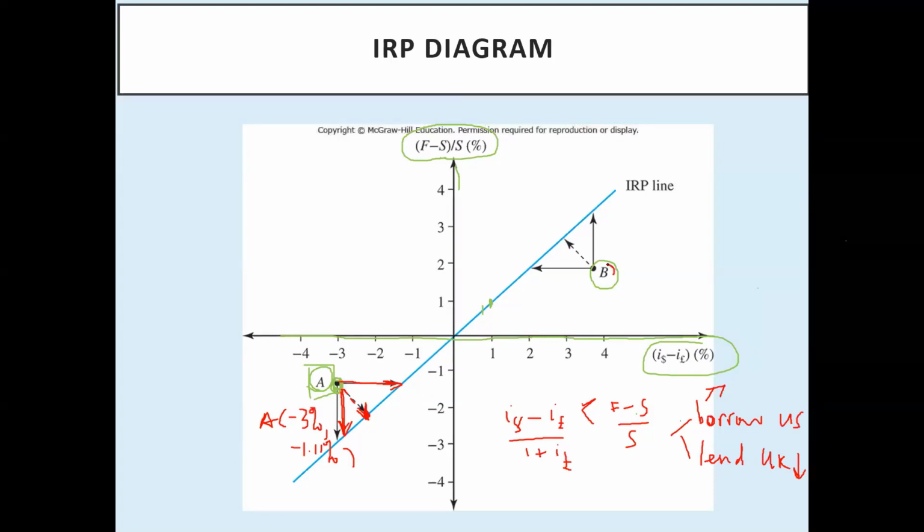Now we can do the same analysis for B as well, and through that analysis, we will see that eventually things will go back to equilibrium and B will move back here, okay?